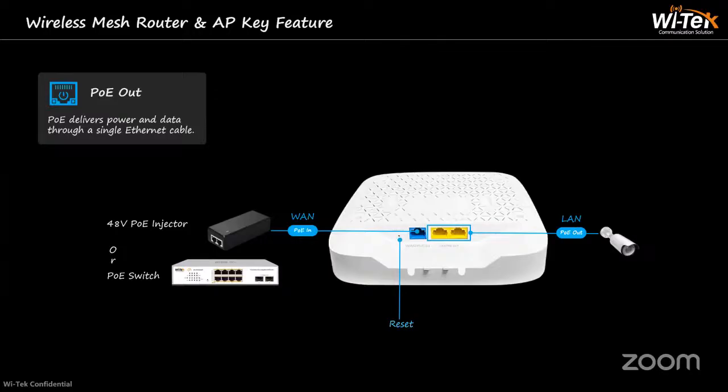The second key feature is PoE out. You can see the picture shows the device supports a 48-volt PoE injector power in, or a PoE switch power in, giving this device power, and it also has LAN ports, which means two PoE outputs can directly power the IP camera. So instead of a PoE switch, it saves the customer more cost.